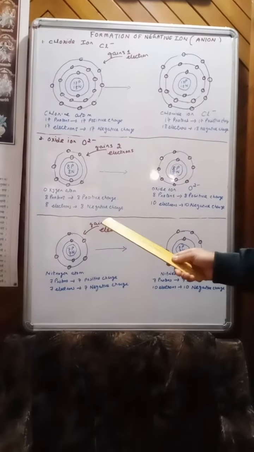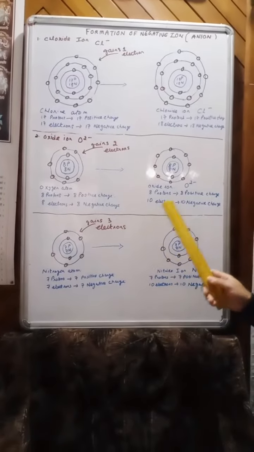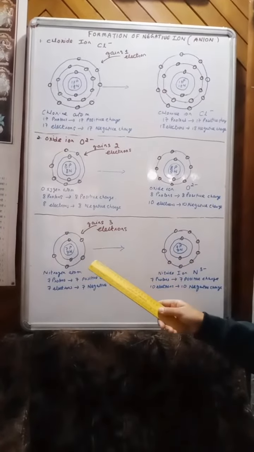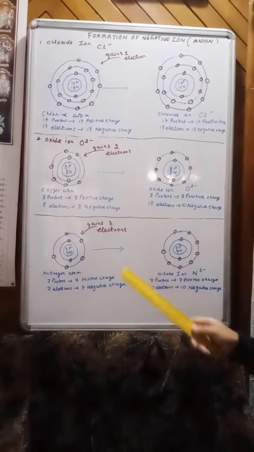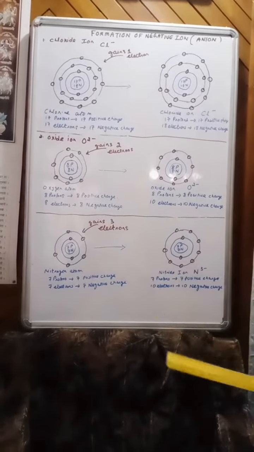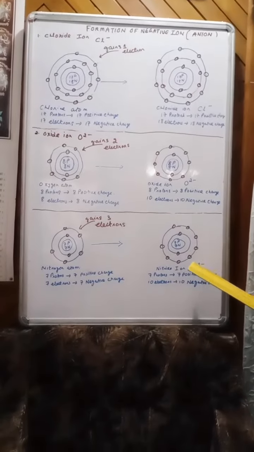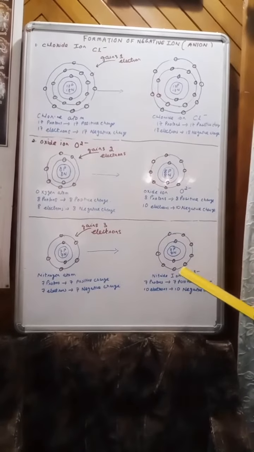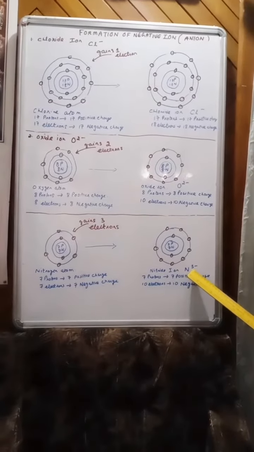The third and last one is the formation of the nitride ion. This is a nitride ion. If you look at the nitrogen atom, it has 5 electrons in the outermost shell. So for this nitrogen atom to become stable, it has to gain 3 electrons. When it gains 3 electrons, the nitride ion will have 8 electrons in the outermost shell, so therefore it becomes stable. Now, why is the nitride ion written as N3 minus?